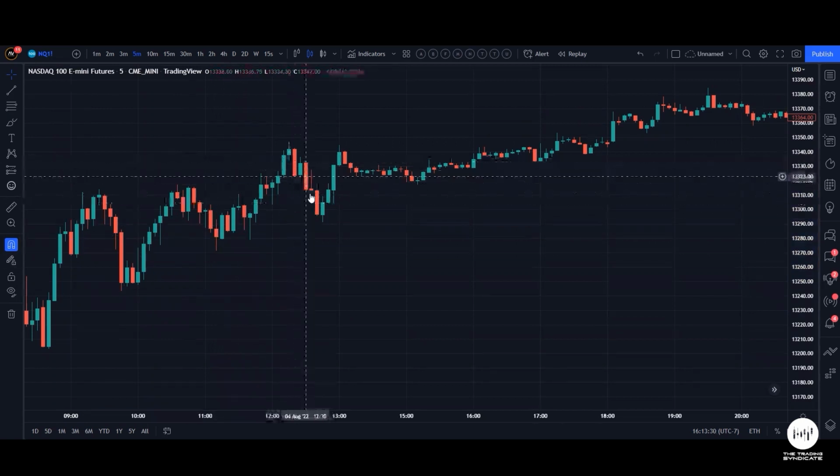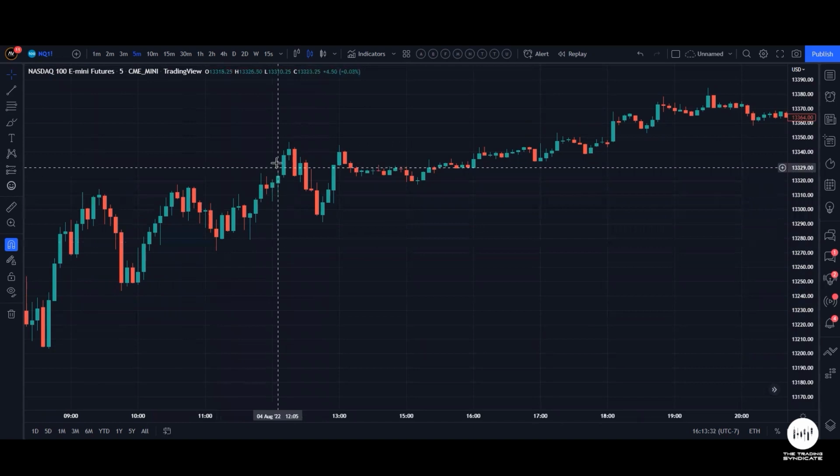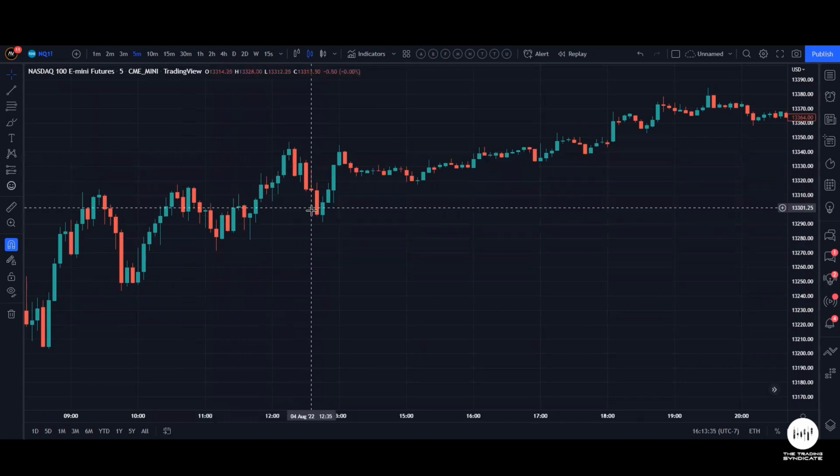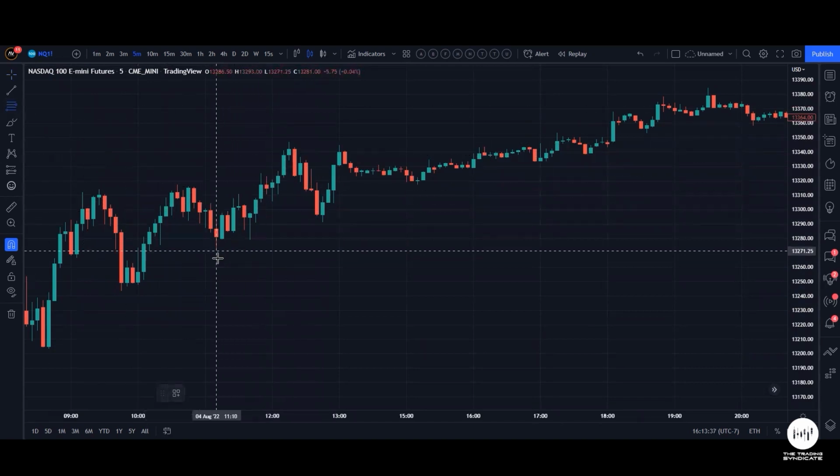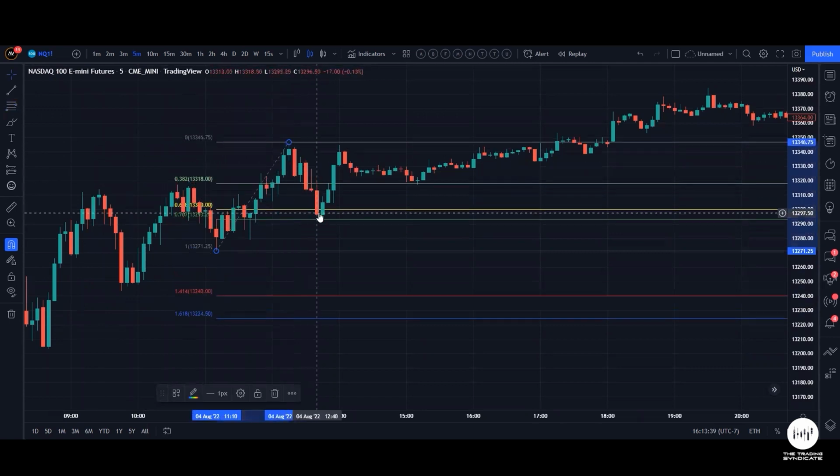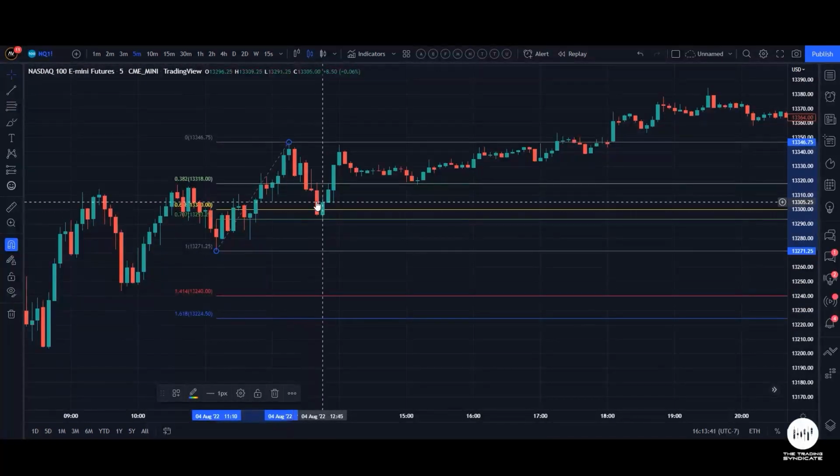And if we even take a look at the next pullback that occurs, taking a look at this uptrending move and trying to track the retracement of it, you'll see that once again, the 0.618 level acts as a strong turning point.